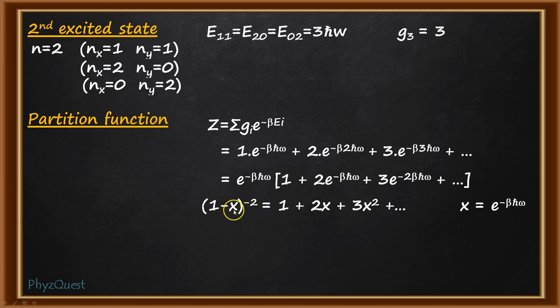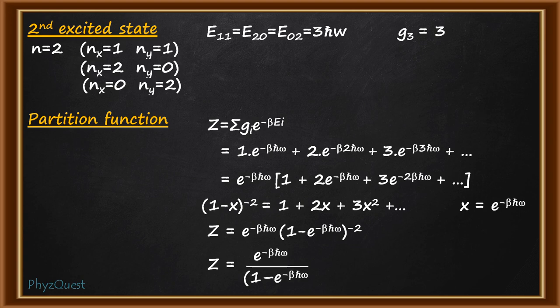So instead of x we have to use e to the power minus beta h cross omega here and put it in this expression. So by using this formula, the expression of Z will be equal to e to the power minus beta h cross omega times (1 minus e to the power minus beta h cross omega) whole to the power minus 2, which will be equal to e to the power minus beta h cross omega divided by (1 minus e to the power minus beta h cross omega) whole square. So this is the partition function for the two-dimension harmonic oscillator.